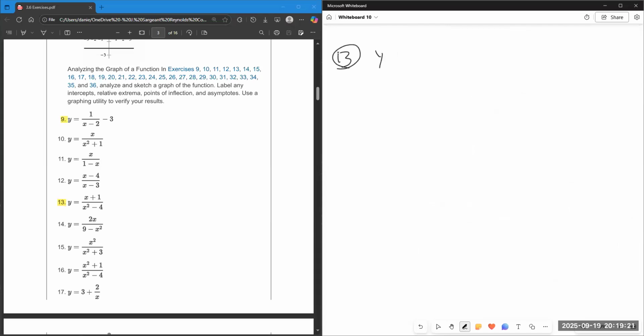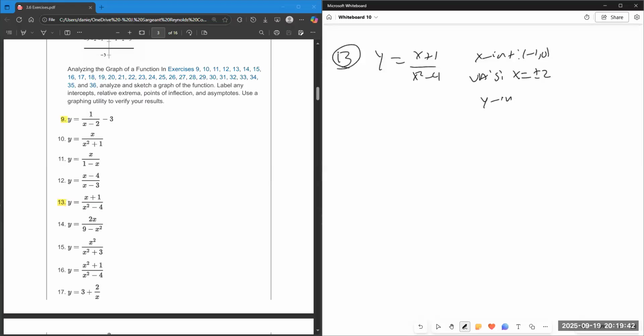13 says y equals x plus 1 over x squared minus 4. So there's an x-intercept at (-1, 0) when I set the numerator equal to 0. Vertical asymptotes, when I set the denominator equal to 0, x is equal to plus or minus 2.